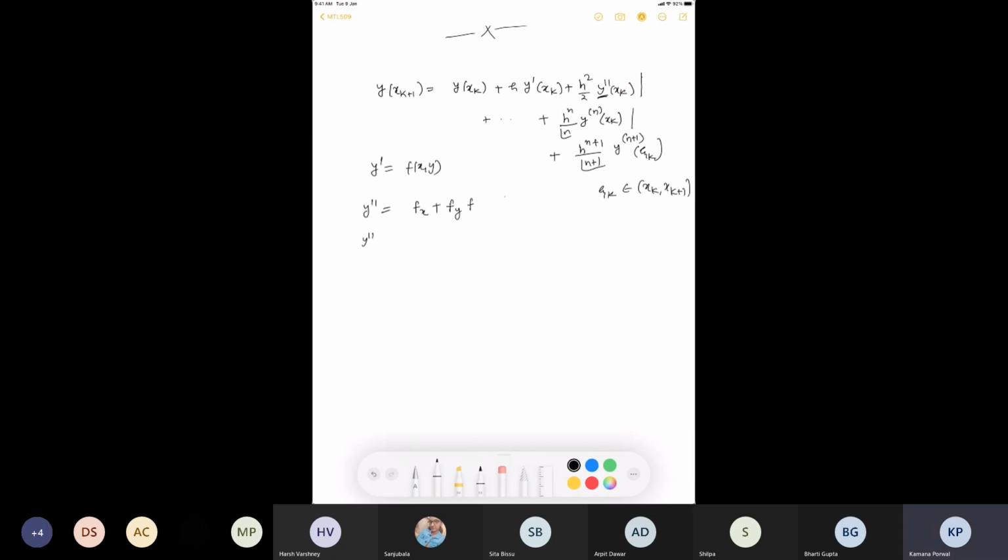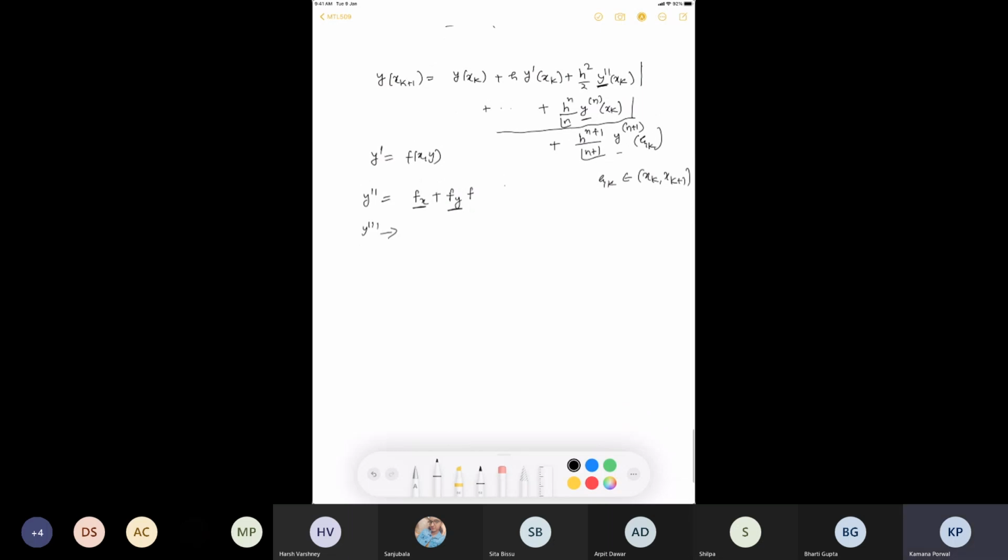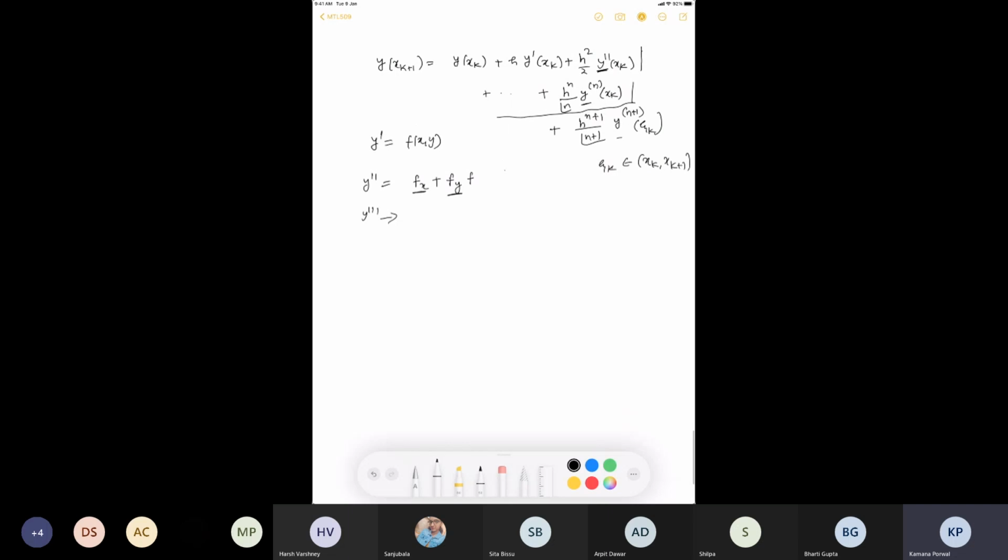Likewise, if you find the higher order derivatives, you will need to compute the derivatives of f as well. So if you want to have all these terms in your method and truncate at this level, you have to compute all these derivatives, and the higher the order you want, the more derivatives of the function f they will involve. We don't want that. We don't want to impose additional conditions on the function f, that it has to have that many derivatives.